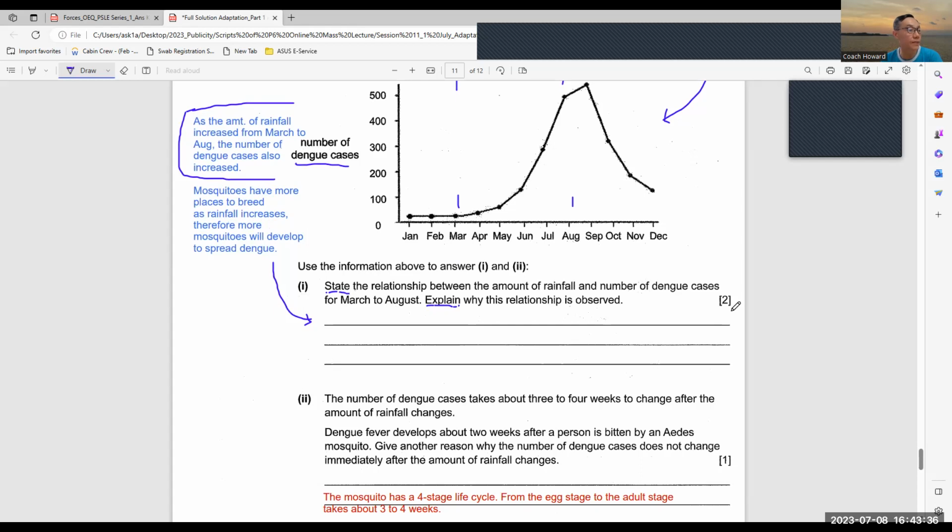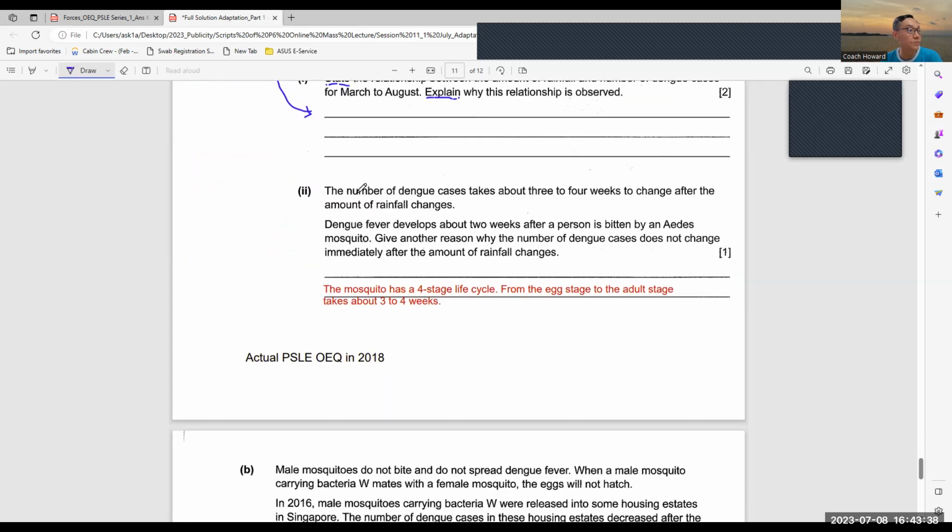Okay, next. Question 2. The number of dengue cases takes about 3 to 4 weeks to change. So this is an important fact that you can highlight or underline. Okay, this part. 3 to 4 weeks to change after the amount of rainfall changes. So let me highlight this part. 3 to 4 weeks to change. Okay, this part. Dengue develops about 2 weeks after a person is bitten by an Aedes mosquito.